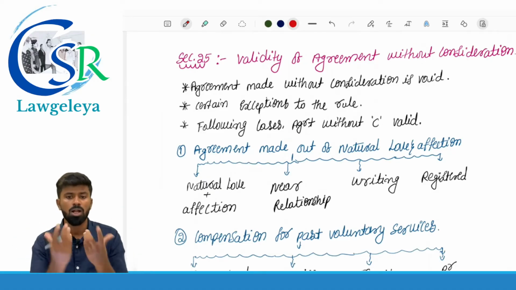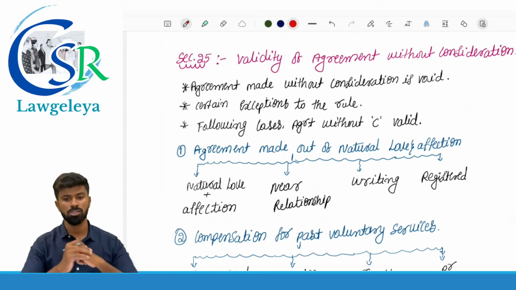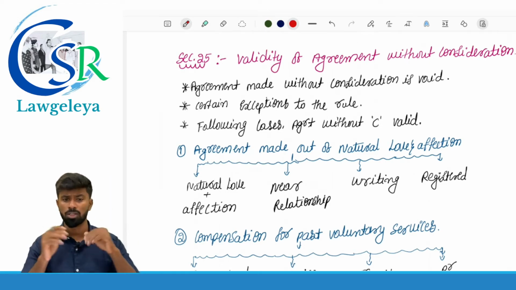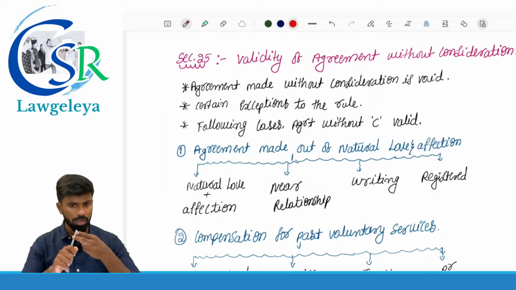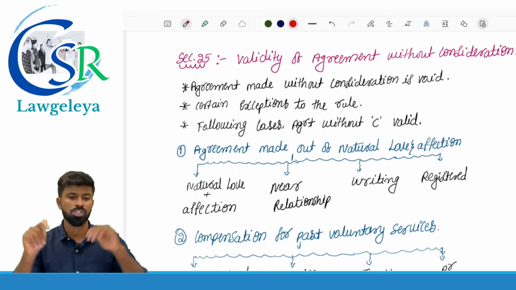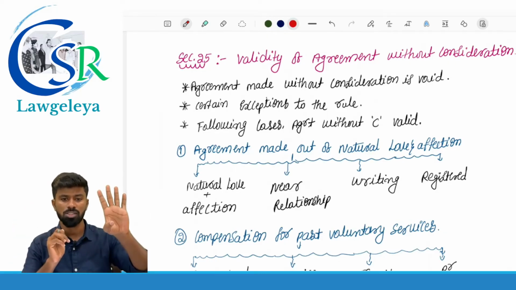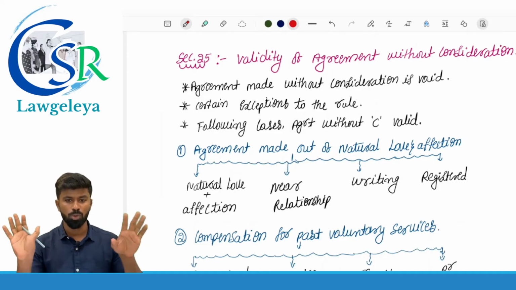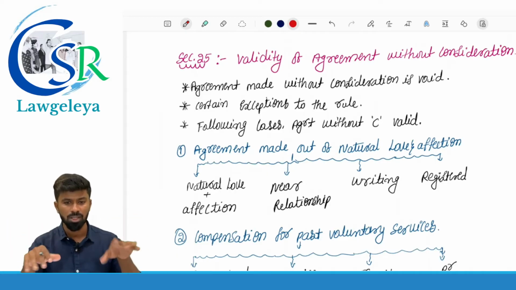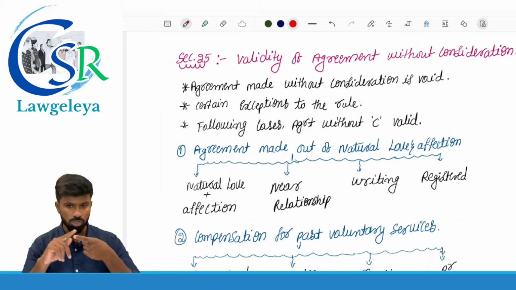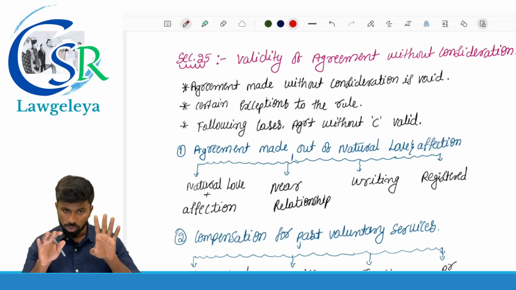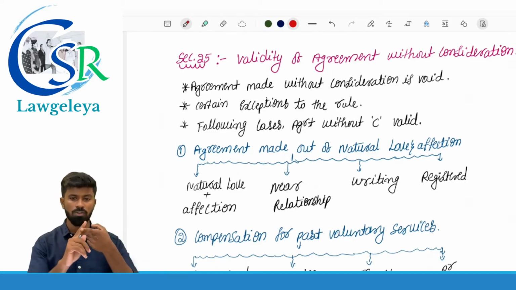What is the first one? Agreement made out of natural love and affection, subject to how many conditions? 4 conditions. What are they? Natural love and affection, near relationship, writing, and must be registered. If these 4 conditions are satisfied, even if there is no consideration for both the parties, is the agreement valid? Yes. Agreement made out of natural love and affection, subject to 4 conditions: natural love and affection, near relationship, writing, registration.